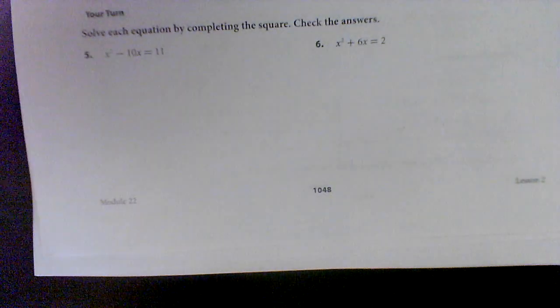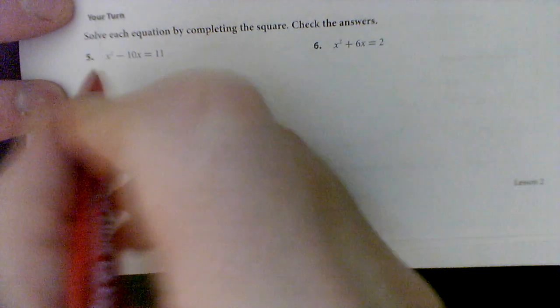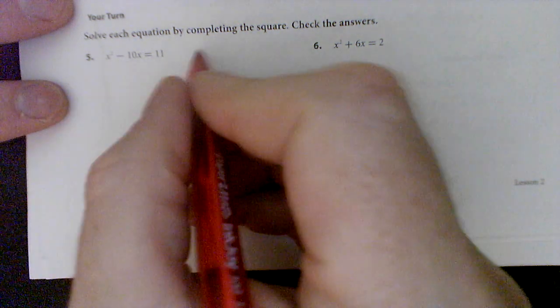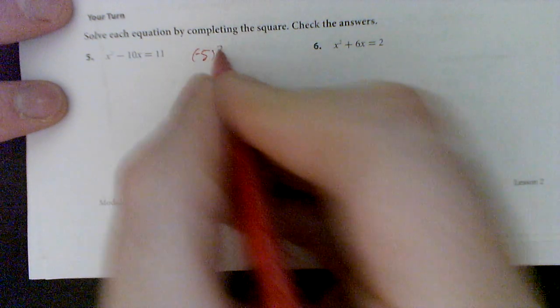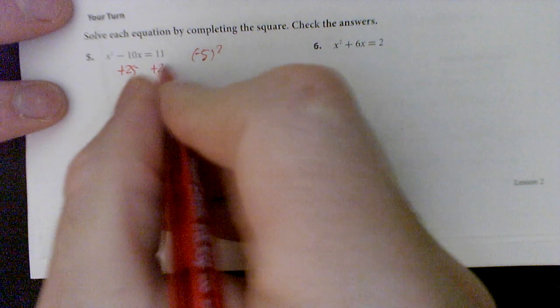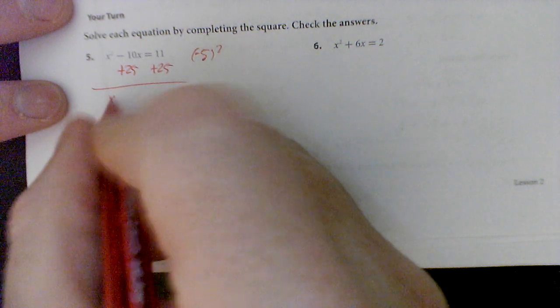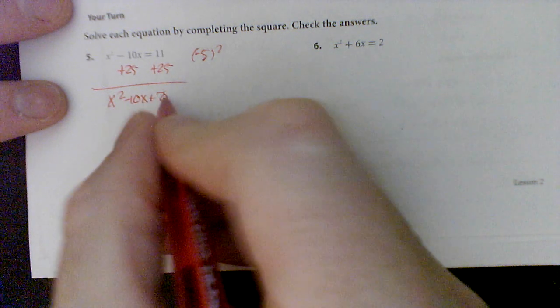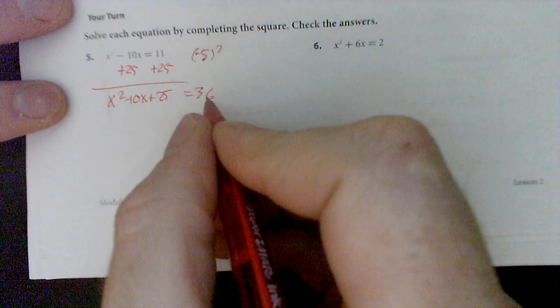Alright, so if we see this guy, let me see if I can get it to focus just a little bit better. That's not bad. Alright, so look, I've got a situation where I can make a perfect square by taking half of that negative 10, which is negative 5, squared. So I'm going to add 25, and I've got to do it to the other side, 25, and that gives me x squared minus 10x plus 25 equals 36.